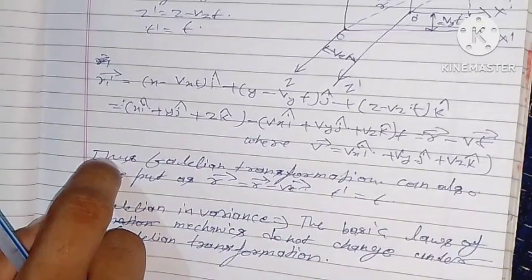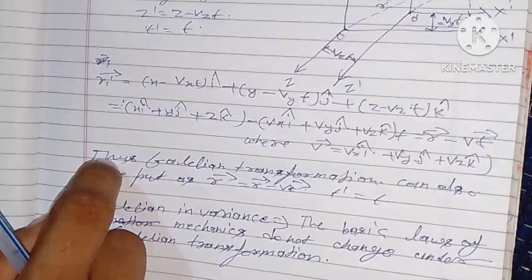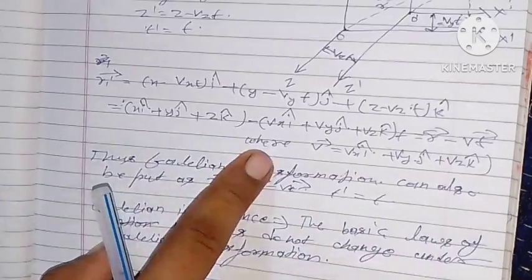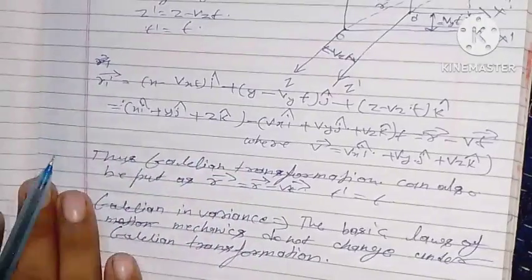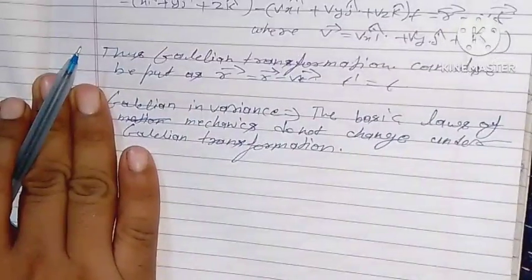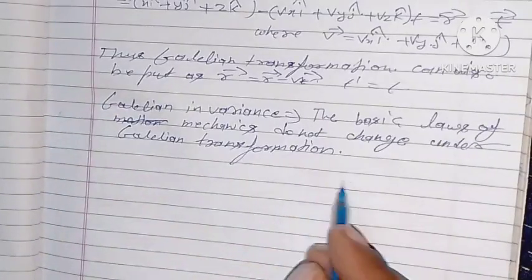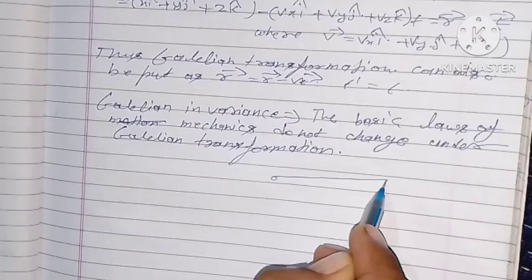Consider a rod at rest in the inertial frame S having its two ends at the points x1 and x2. Then for the observer in S dash, the length of the rod equals x2 minus x1. Consider a rod at rest in the inertial frame.